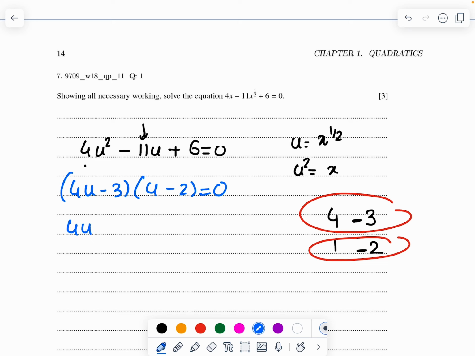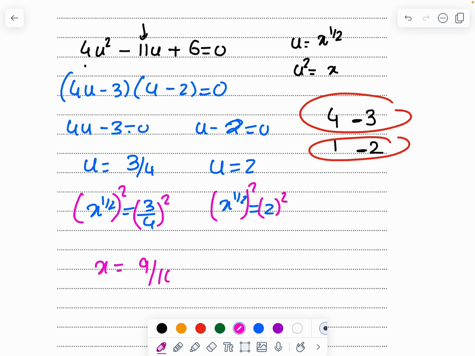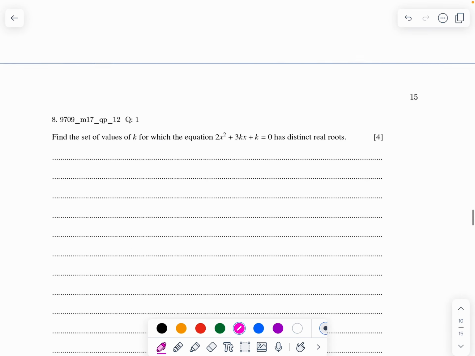Then 4u minus 3 equals 0. u minus 2 equals 0. So u equals 3 upon 4 or u equals 2. What is the value of x? x power 1 upon 2 equals 3 upon 4. x power 1 upon 2 equals 2. Squaring on both sides, you get x equals 9 upon 16 or x equals 4. That's going to be the answer.